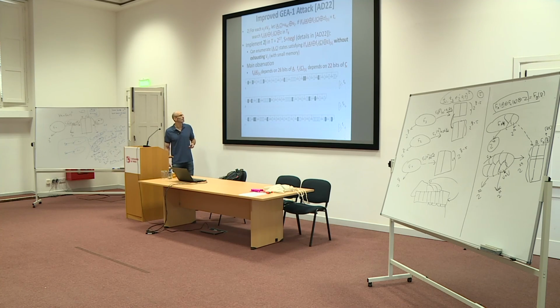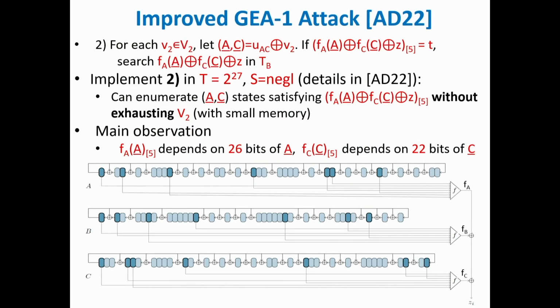But essentially, the point is that if you look at the 5-bit output prefix of A applied to a state A, it actually does not depend on all the bits of A. It depends only on 26 bits. For 1 bit, if you want a 1-bit output prefix, it's output by this function f that depends only on 7 bits of A. If you want to compute a 5-bit output prefix, then you do the calculation and you see that it only depends on 26 bits of A. And similarly, the 5-bit output prefix of FC applied to C only depends on 22 bits of C.